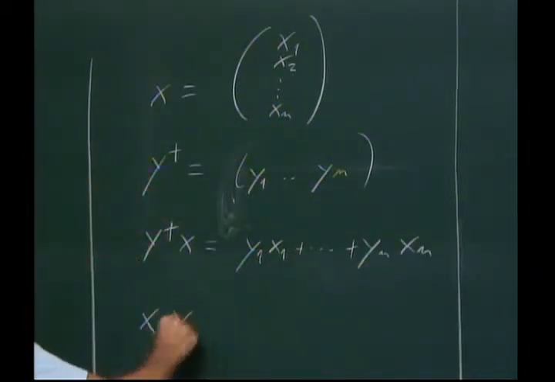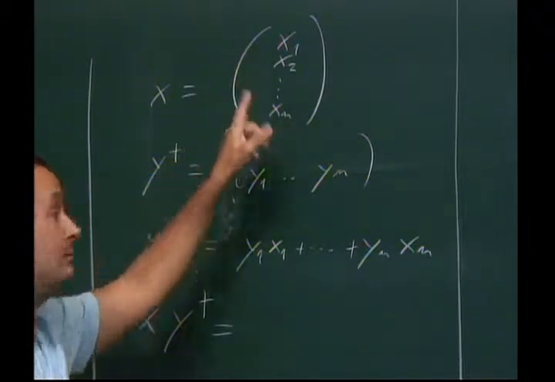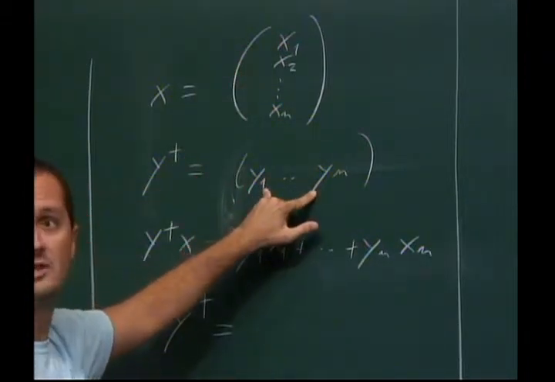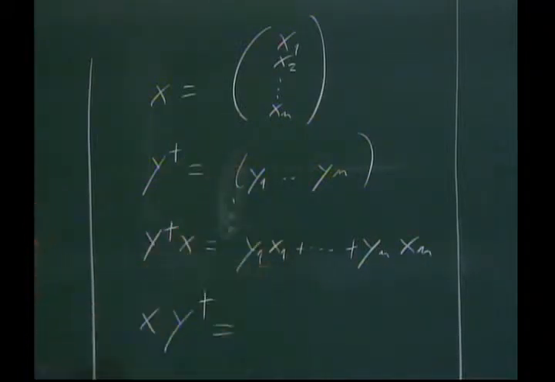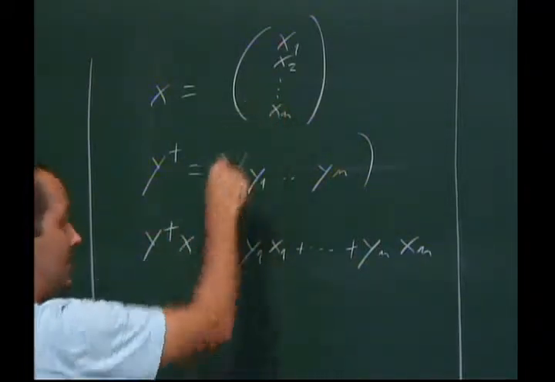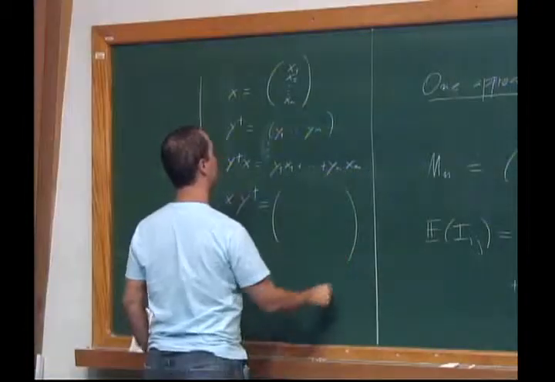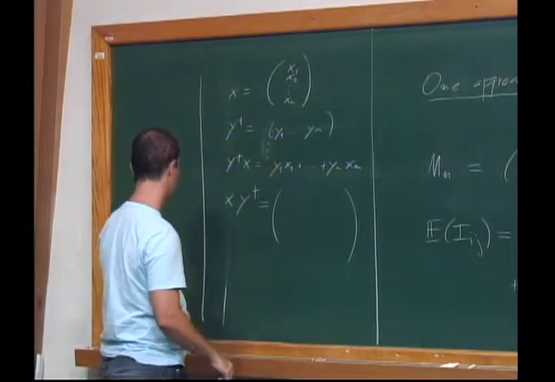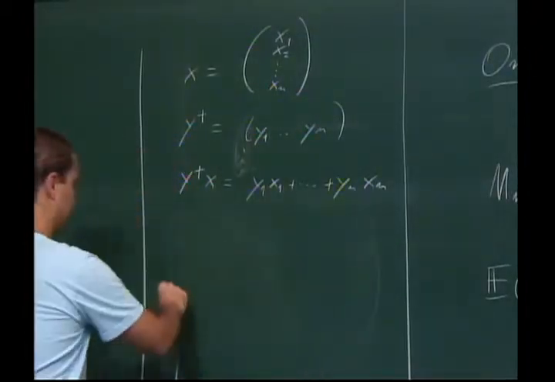When I write x y transpose, it's the product of a matrix that has n rows and one column by a matrix that has one row and n columns. So this is going to be an n by n matrix. And how do you figure this matrix out? Well, you have the usual rule for the matrix product. So let me maybe move this a little bit down.